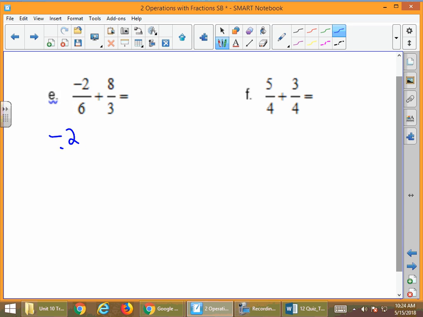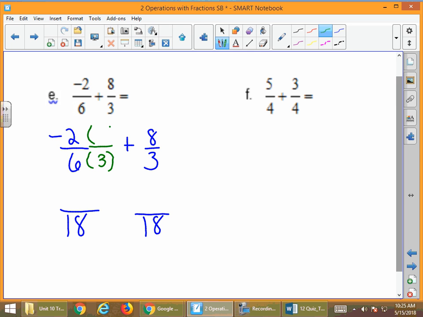But when we start to write this, it's negative 2/6, leave some space, plus 8/3. And when we write this, our common denominator, like I said, is 18. It's not the least common denominator, but it will work. And what we did to get a common denominator is we took 6 times 3 is 18. And if we multiply the bottom of our fraction by 3, then we need to multiply the top of our fraction by 3. And negative 2 times 3 is negative 6.